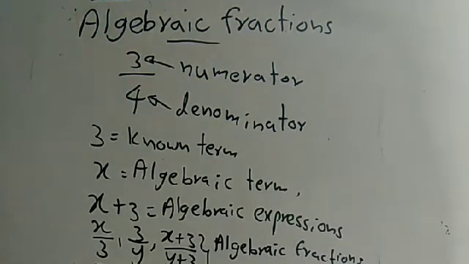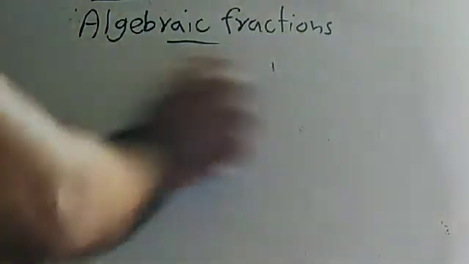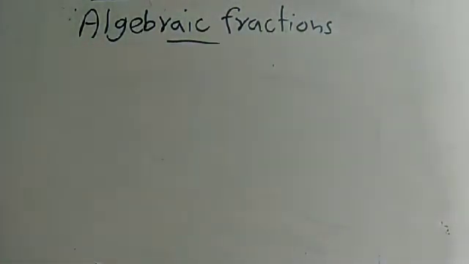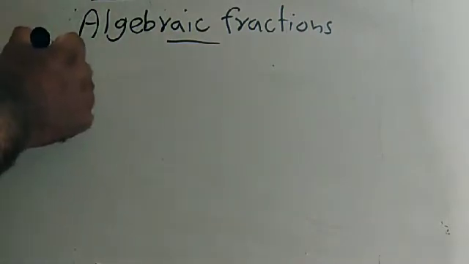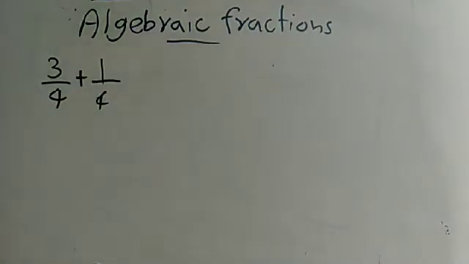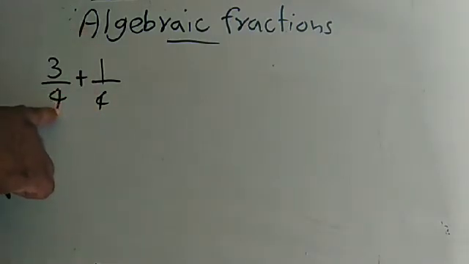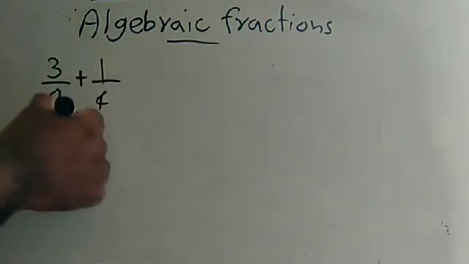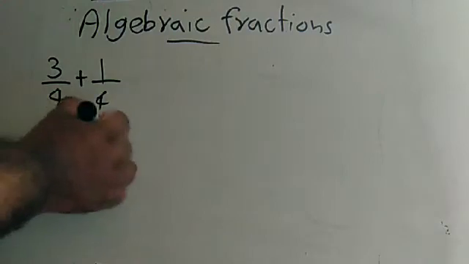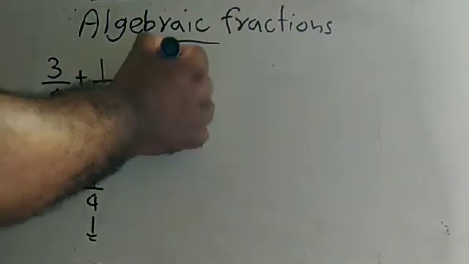Right now, look at this. 3 upon 4 plus 1 upon 4. How can we simplify this? These are two fractions, and the denominator is equal, no? Then 4. We add the numerators, 3 plus 1, 4 upon 4, which is 1.